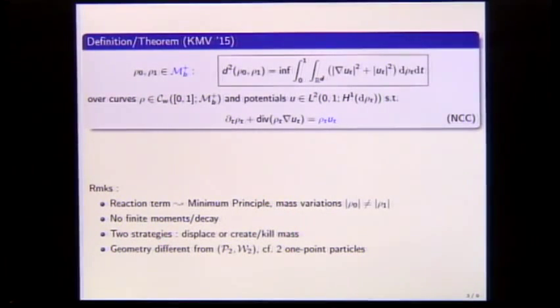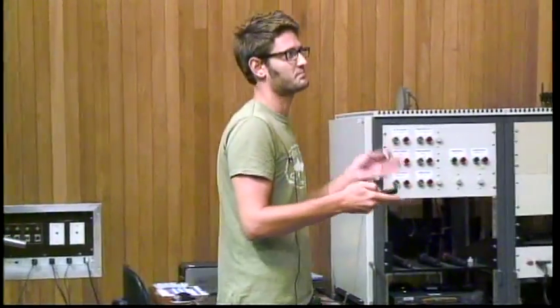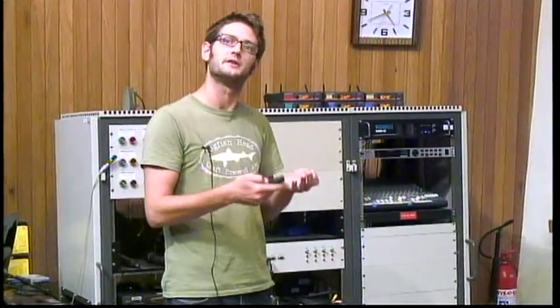Unfortunately, I do not have time to speak about this, but it can be looked at by considering two Dirac masses. What is the optimal way, with my distance, of transporting one Dirac mass at a position x0 to another position x1? It turns out that at short range, it's basically Wasserstein. At long range, it's completely different. So let me just summarize by saying that the geometry is intrinsically different.